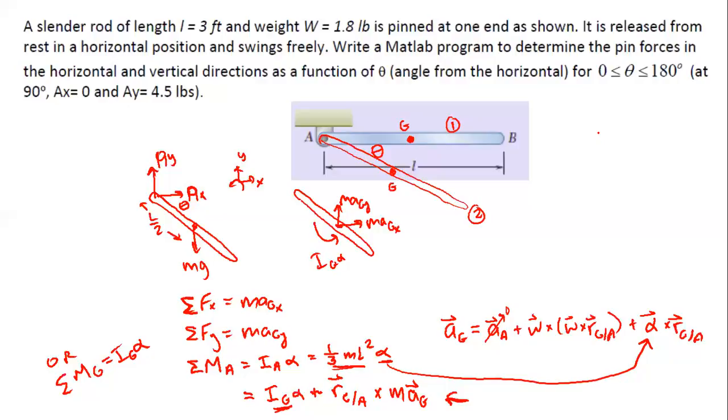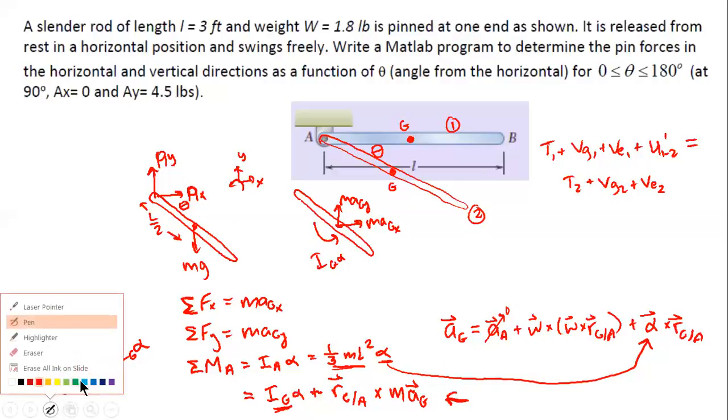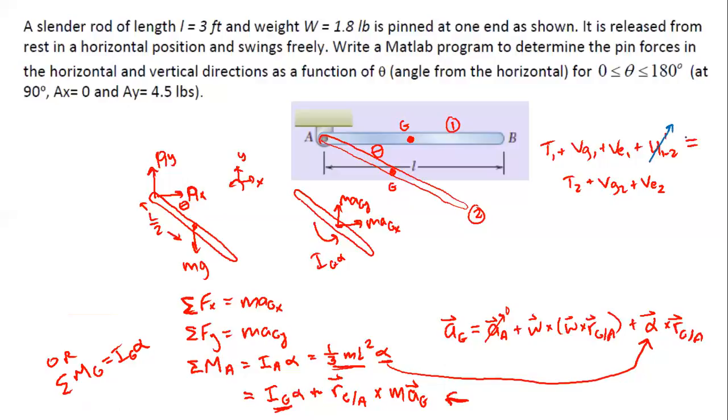And now I just do work energy, the same thing that we did before, where I can do T1 plus VG1 plus VE1 plus U1 to 2 non-conservative ones is equal to T2 plus VG2 plus VE2. Okay. So we can define what the critical parameters are. Some of these are going to go to 0, but our critical one here is this T2, because T2 is going to give me whatever my omega is, and omega is what I can plug in now down here.